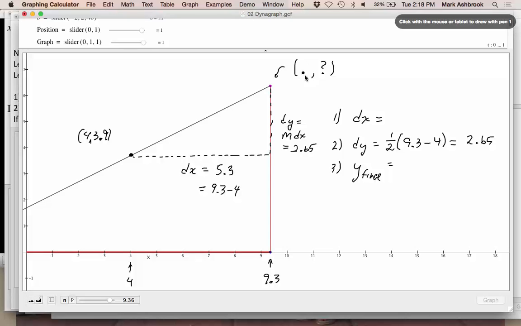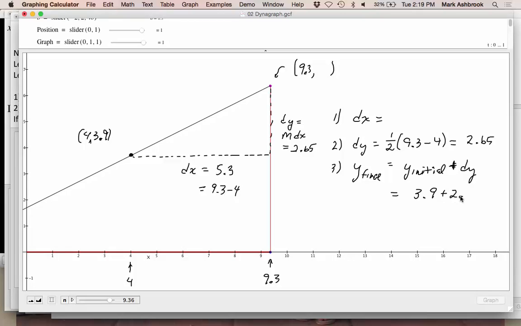What is the final value of x? That's what I gave you. How do we find the final value of y? Initially, your friend had painted 3.9, and painted 2.65 more, so it is initial plus dy. Final value of y is the initial plus change. Initial was? $6.55?